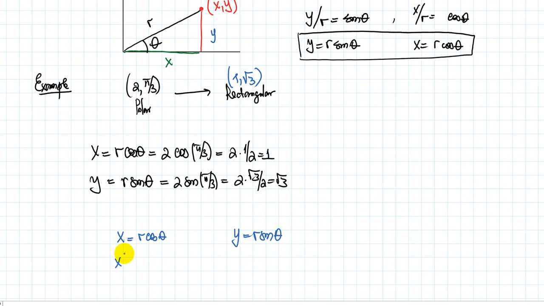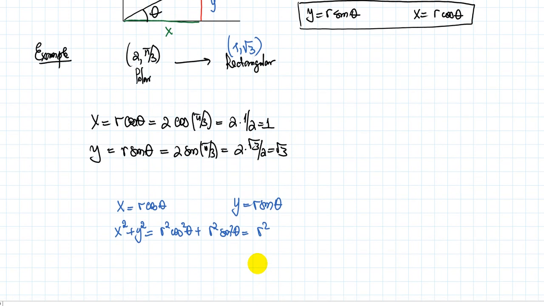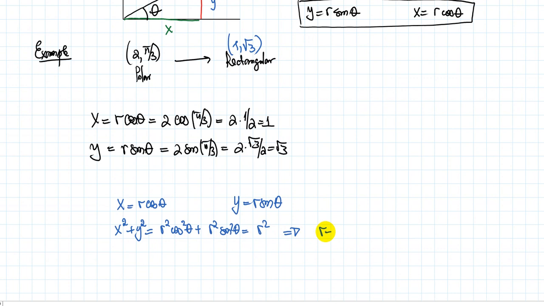Or you can show this from here as well. X squared plus y squared is going to be r squared cosine squared of theta plus r squared sine squared of theta. It's going to be r squared, because if you take out r squared, you have cosine squared plus sine squared, which is 1. So from here we can find r. It's going to be the positive square root of x squared plus y squared.